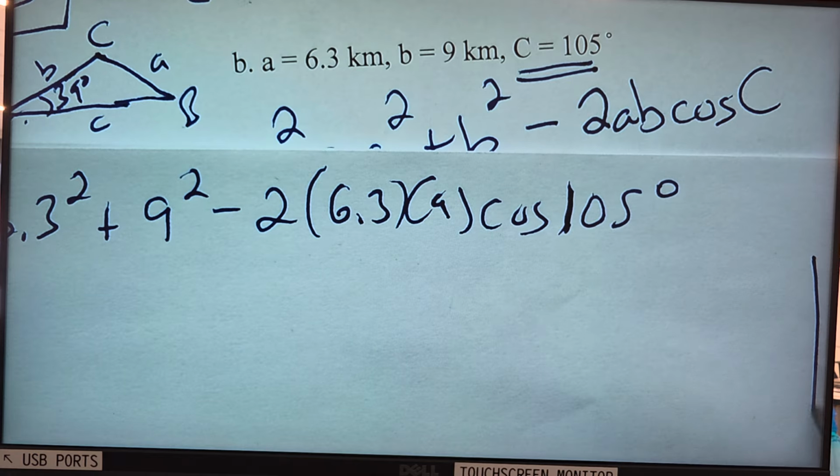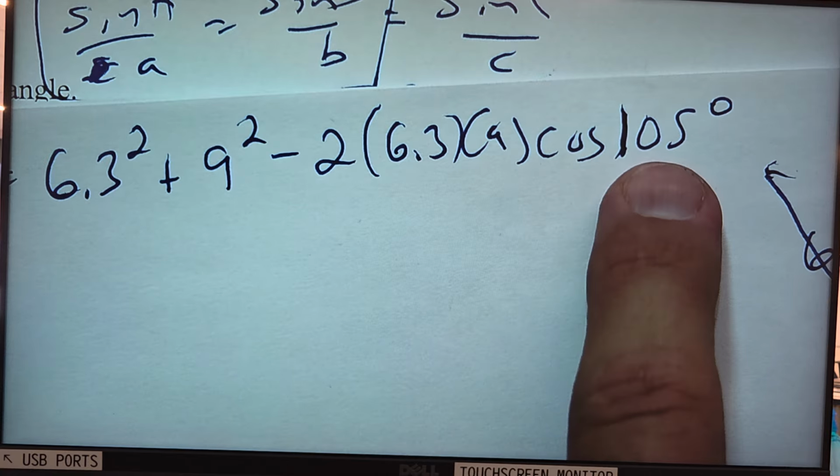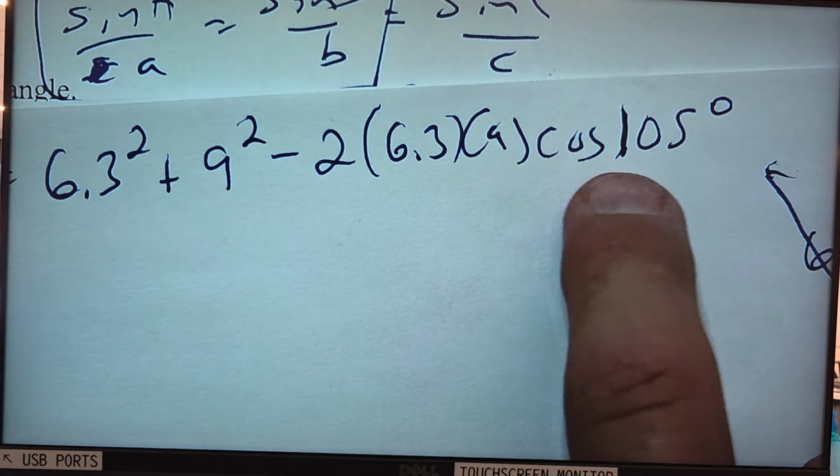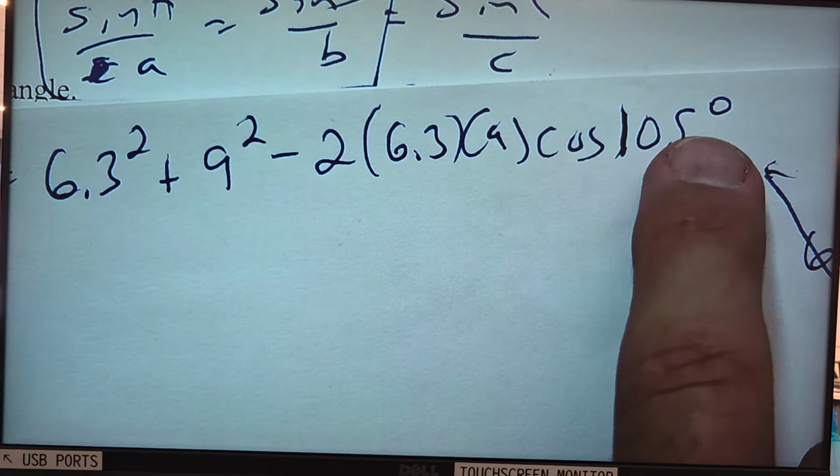Now, real quick, doesn't it look like this subtracts? But what is the cosine of 105? What quadrant is that? Second. So what's the cosine in the second quadrant? Negative. So that becomes plus, and that makes it longer. Now, do you have to actually do anything I just did over here to understand how to do this problem? No. This is a little extra side note to make this make hopefully a little more sense.